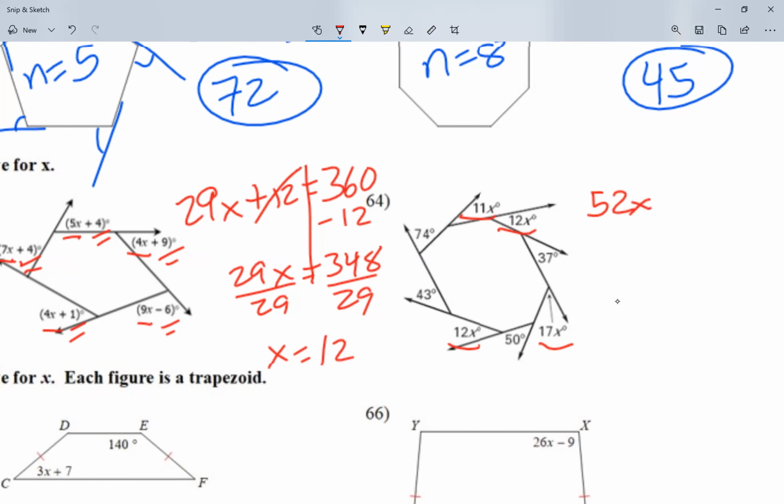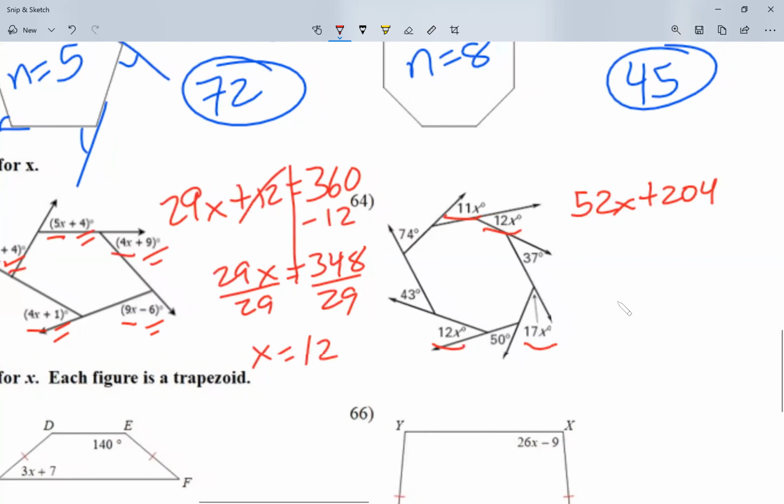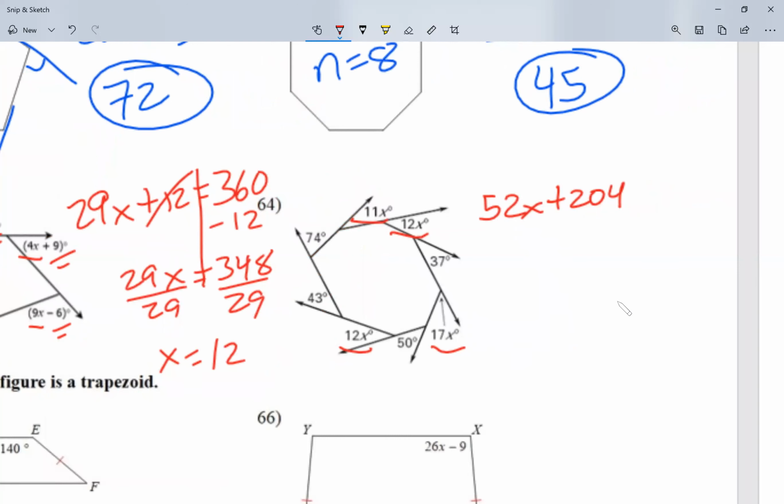And then for those that don't have an x, I see 74 plus 37 plus 43 plus 50. So that's 204. Okay, so notice I did 74 plus 37 plus 43 plus 50. Okay, you can always pause the video and do your calculations on your calculator. So make sure you were correct.